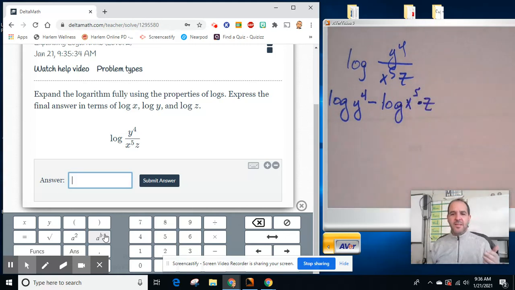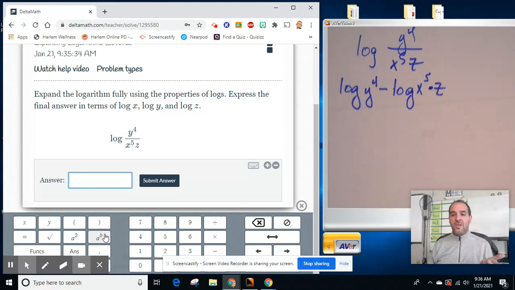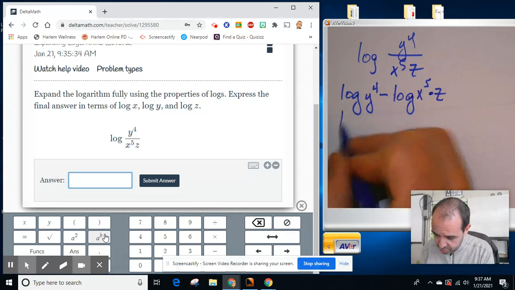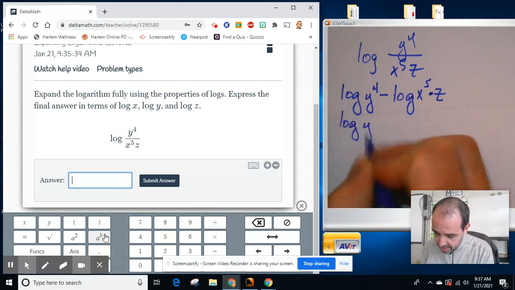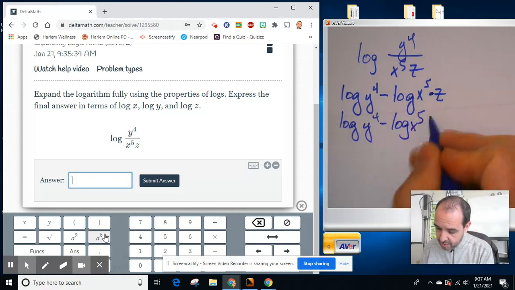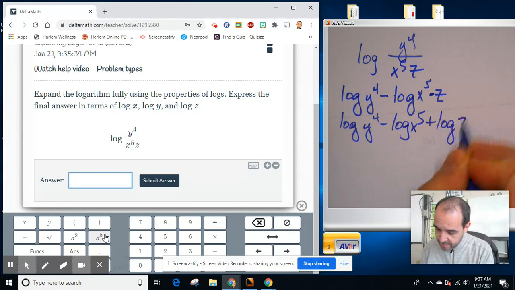You're like, Hardy, why didn't you do the next part? Why didn't you go ahead and turn this into plus? Because I just like to do it one step at a time. That's me. If you can see all that at once, shoot, you do that. So log y to the 4th minus log x to the 5th plus log z.